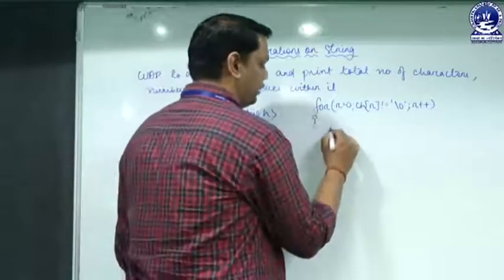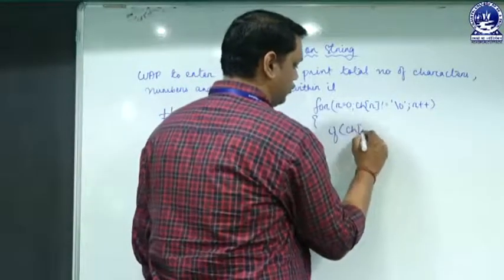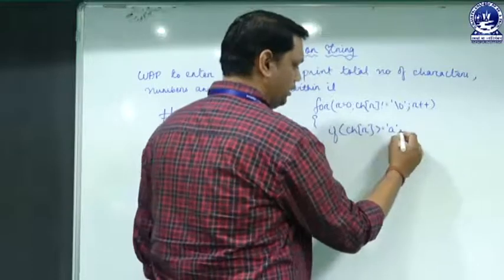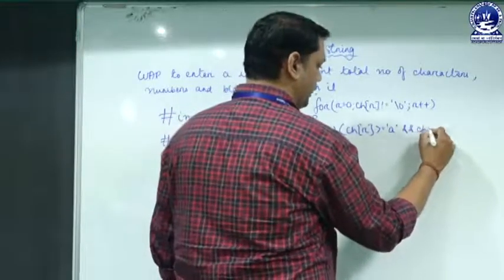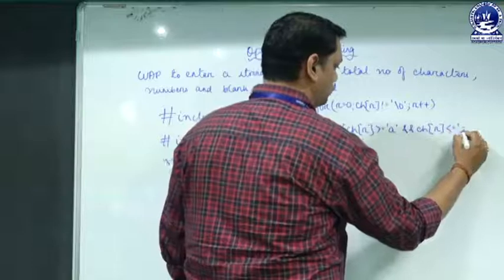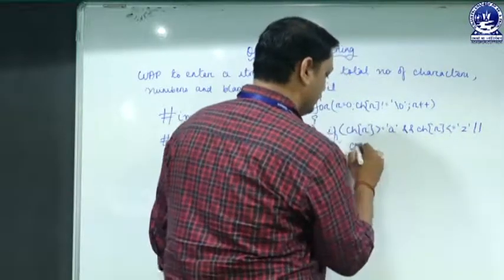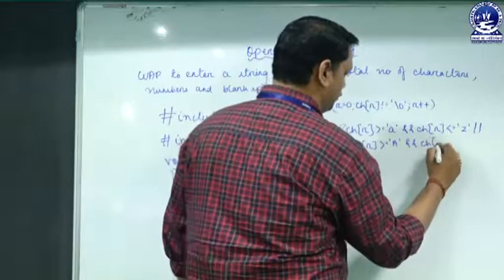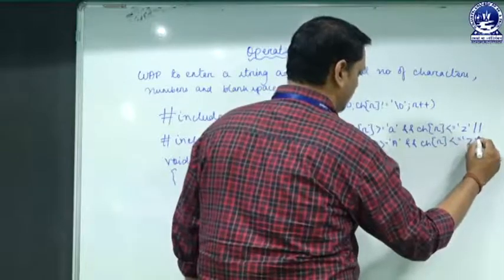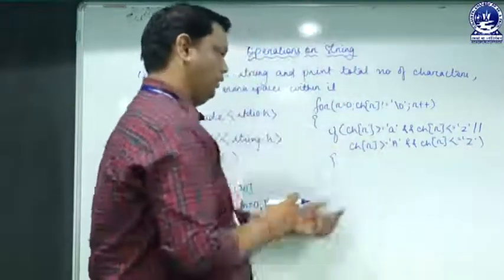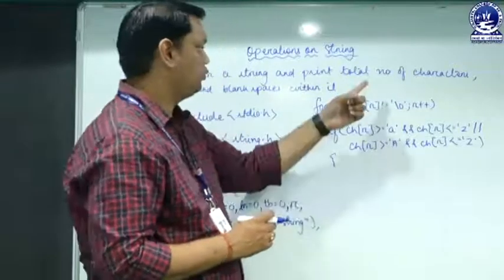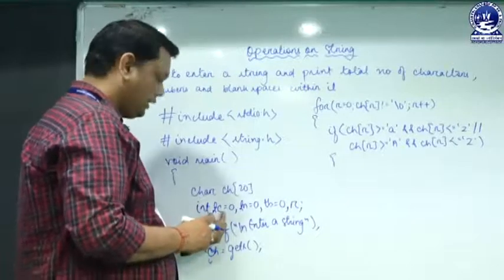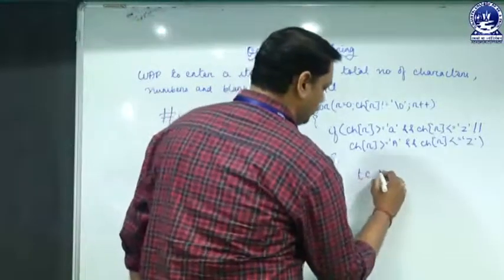Now it will check if ch of r is greater than or equal to small a and ch of r is less than or equal to small z, or ch of r is greater than or equal to capital A and ch of r is less than or equal to capital Z, then the character will be found and the total number of characters will be increased. The total number of characters is stored in tc. Let's write tc equal to tc plus 1.